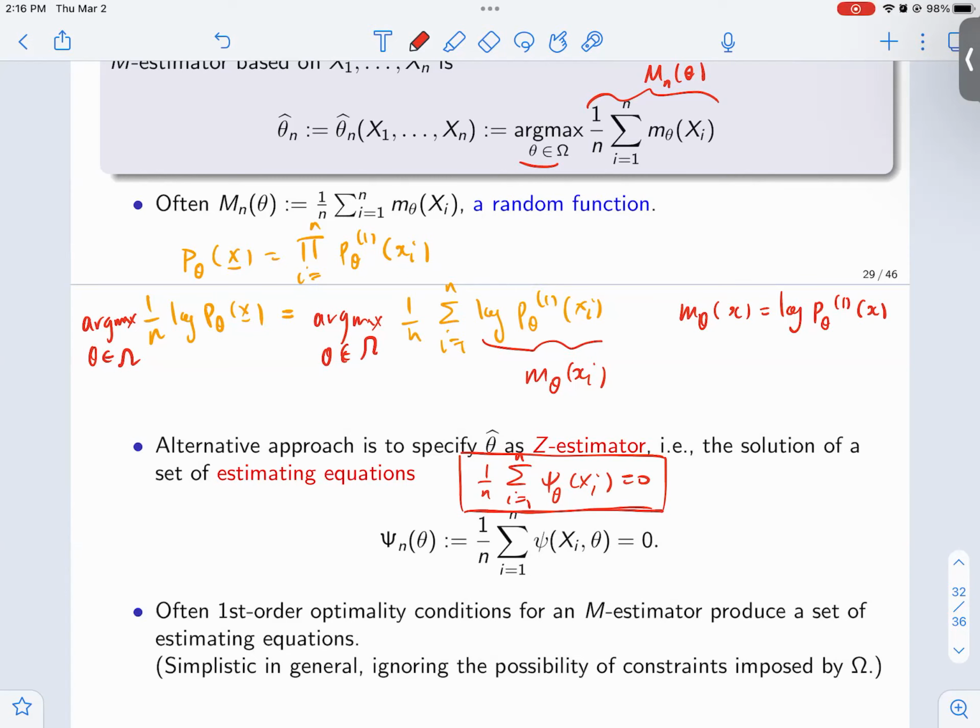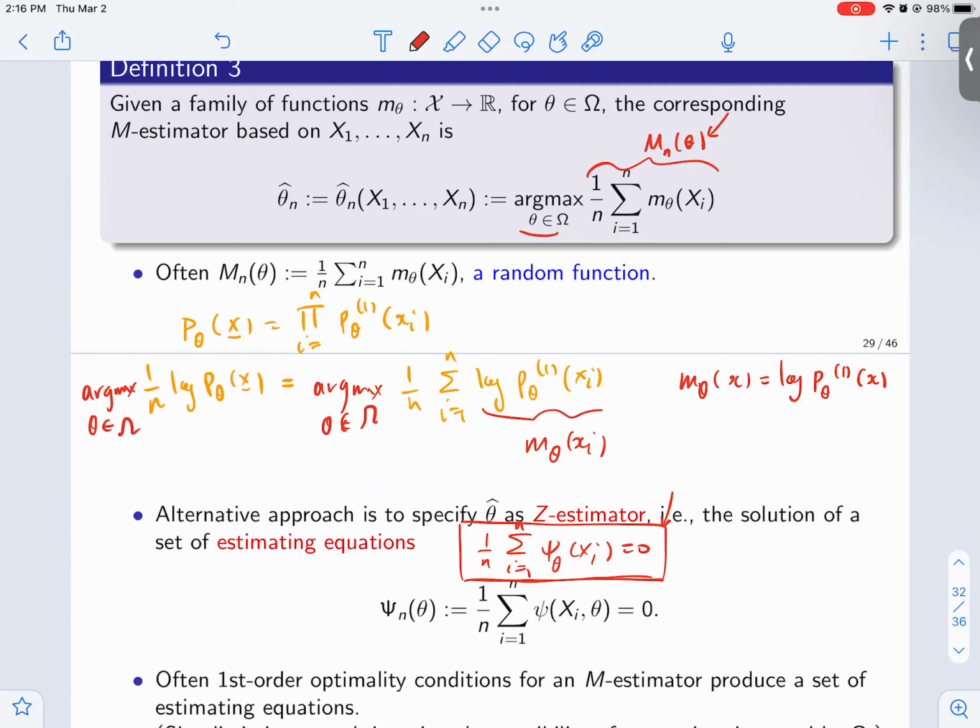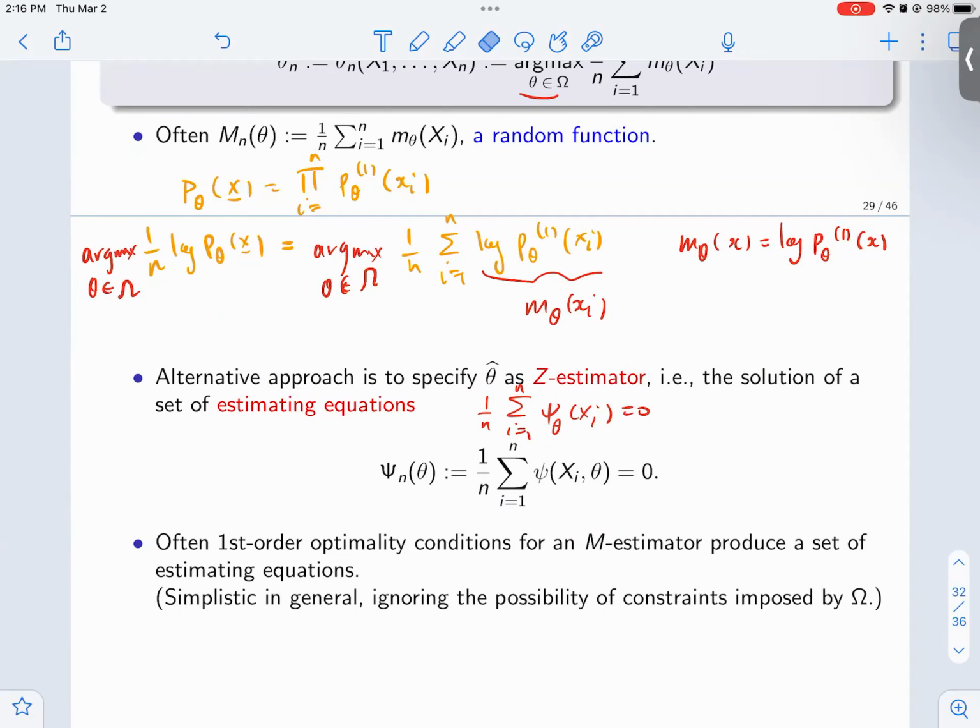Some people study these, and some people study both. I'm going to focus on the M-estimation procedure because it's easier to analyze and slightly more general, I would say. But there's this connection, okay? So far, so good. M-estimation, Z-estimation. These are some general procedures to get estimators.